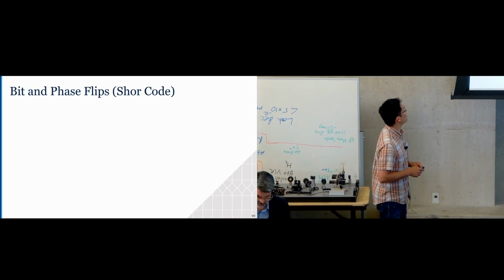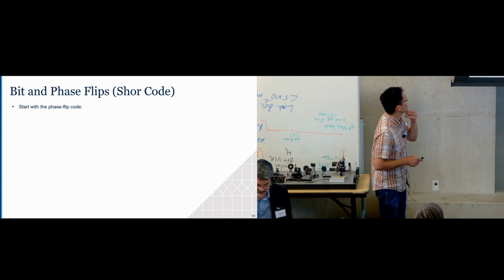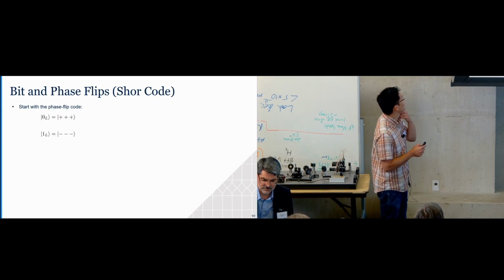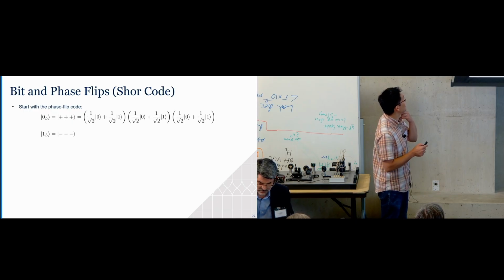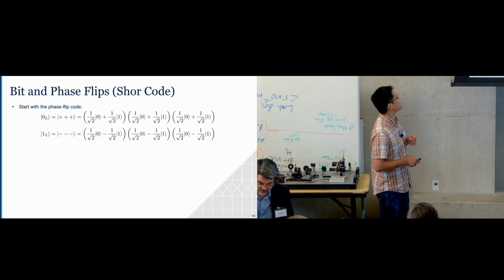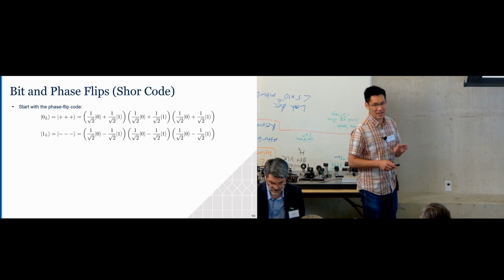And so what Shor discovered was that you can put these together, where you start with a phase flip code. So you have a 0 is 3 pluses, and a 1 is 3 minuses, which you can write out: a plus is 1 over root 2 times 0 plus 1 over root 2 times 1, so you have 3 of these. And the same thing with minus, you have 3 of these. So this will allow us to correct phase flips.